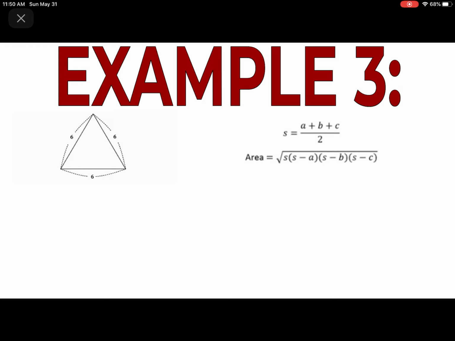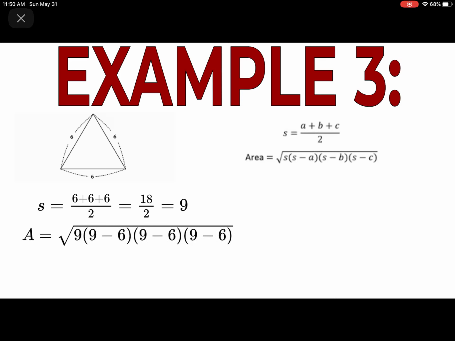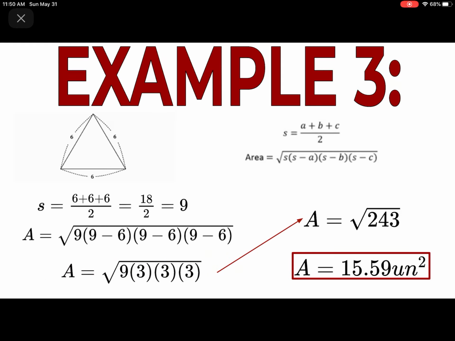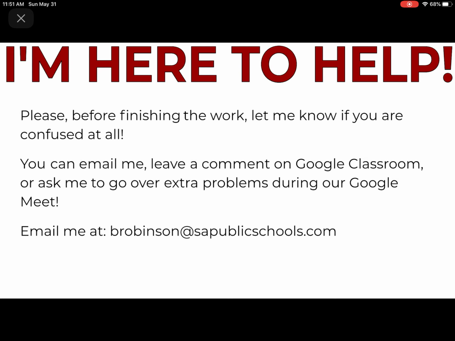Okay? Our last example, all 3 sides are 6. So, S is going to be 6 plus 6 plus 6 divided by 2, or 18 divided by 2, which is 9. So now my area is the square root of 9 times 9 minus 6 times 9 minus 6 times 9 minus 6. So it's going to be 9 times 3 times 3 times 3, the square root of all that. Multiplying that all together, area equals the square root of 243. And the square root of 243 is about 15.59 units squared. Okay, so take it slow, find your S first, and then look for your area.